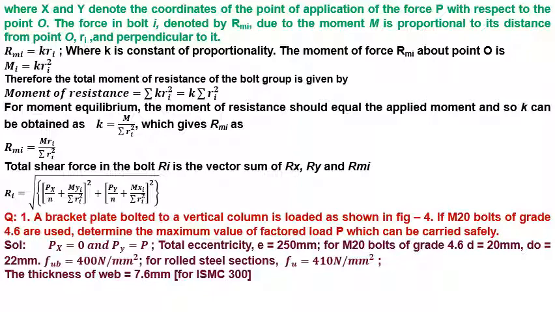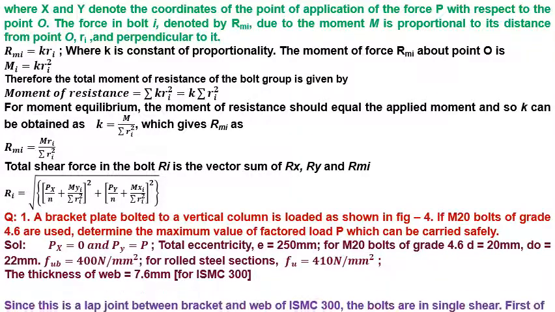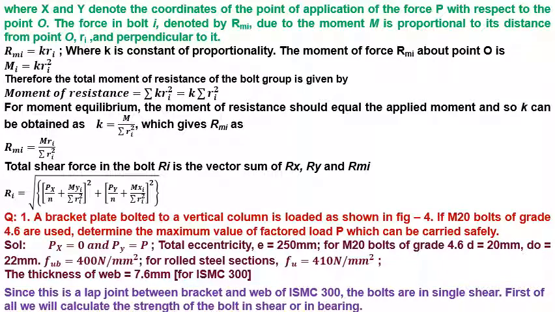For M20 bolts of grade 4.6, nominal diameter is 20 millimeter, hole diameter is 22 millimeter, and ultimate stress in bolt material is 400 Newton per millimeter square, whereas the ultimate stress for rolled steel sections is 410 Newton per millimeter square. The thickness of web is 7.6 mm. Figure number third.